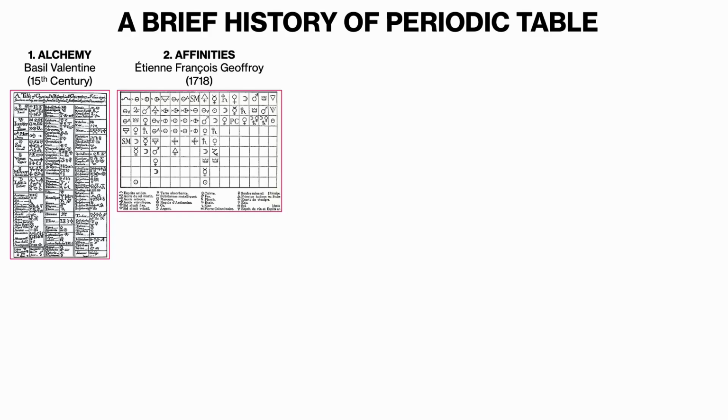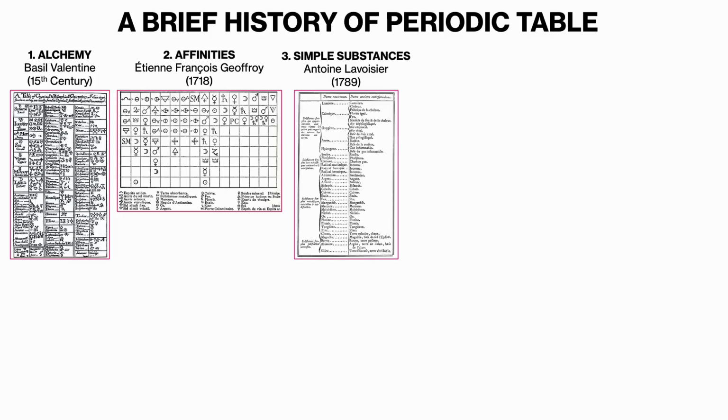In 1718, Etienne Francois Geoffroy listed substances using their alchemical symbols according to how they combine or interact. These are called the affinities. Antoine Lavoisier drew up a list of simple substances in 1789. This was one of the first attempts at a table of elements, although it included light, heat, and several compounds.